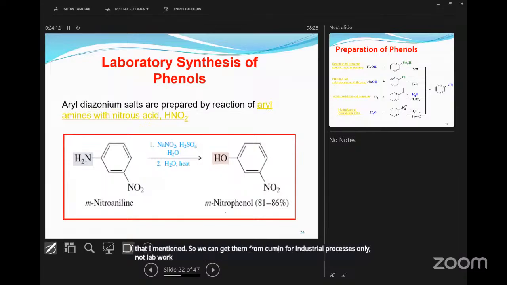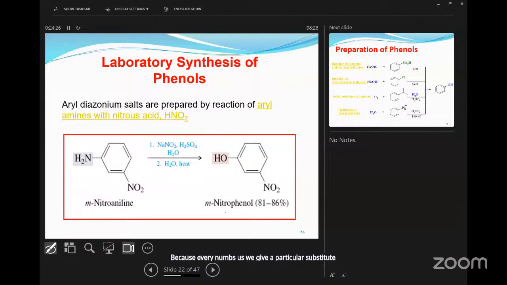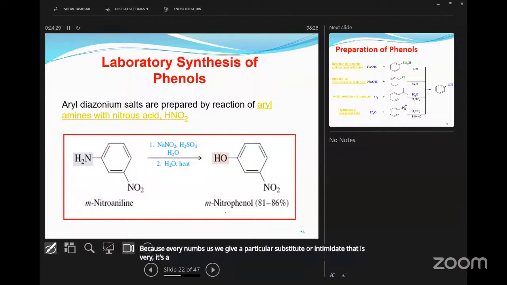But for labs, when you want to prepare phenol, the best way to go is via the aryl diazonium salts, because the diazonium salts give an intermediate that is a very good leaving group, and we bring in the OH fast. This is done by reaction of the aryl amines with nitrous acid, HNO2. So this is a nitroaniline. This is aniline, so NO2 on this makes it nitroaniline.